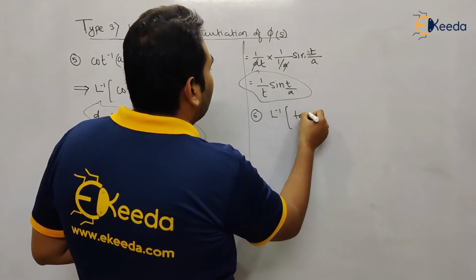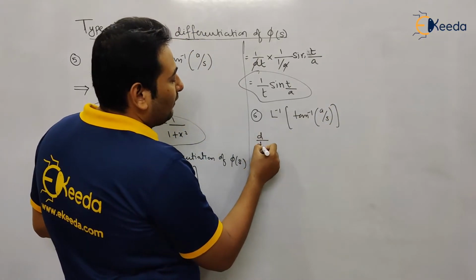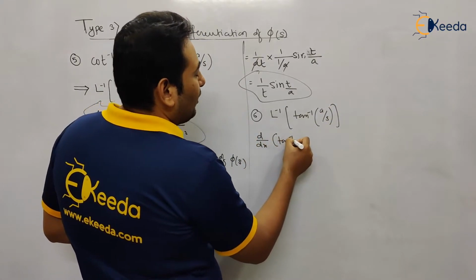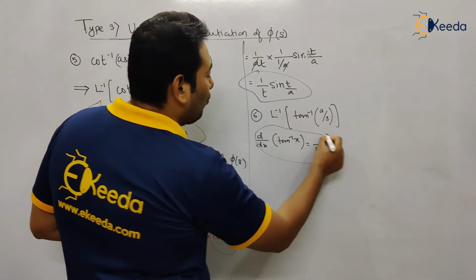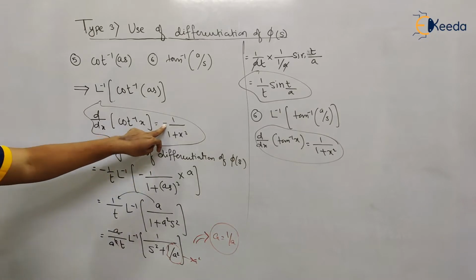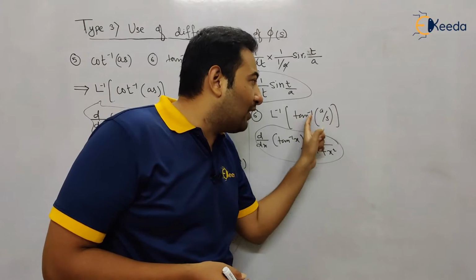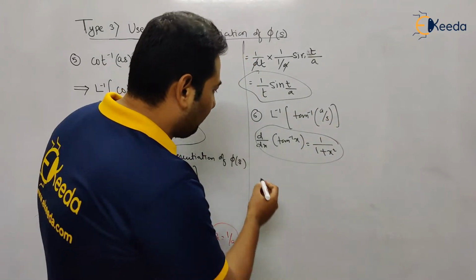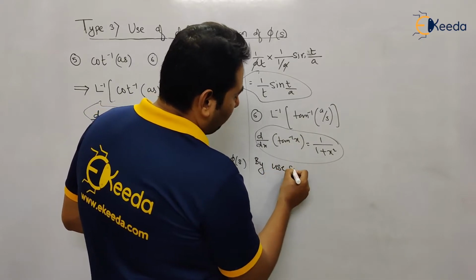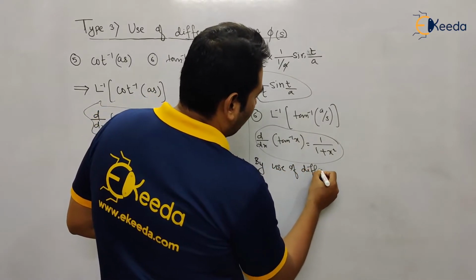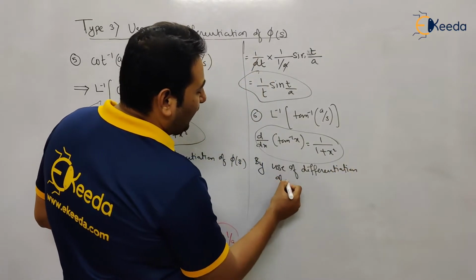We want to find the Laplace inverse of tan inverse of a by s. First of all, let us check the derivative of tan inverse x: 1 upon 1 plus x square, similar to cot inverse, but in case of cot inverse we have minus, here we have plus. The chain rule is again applicable. We're going to consider this as f of s, use of differentiation of phi s.